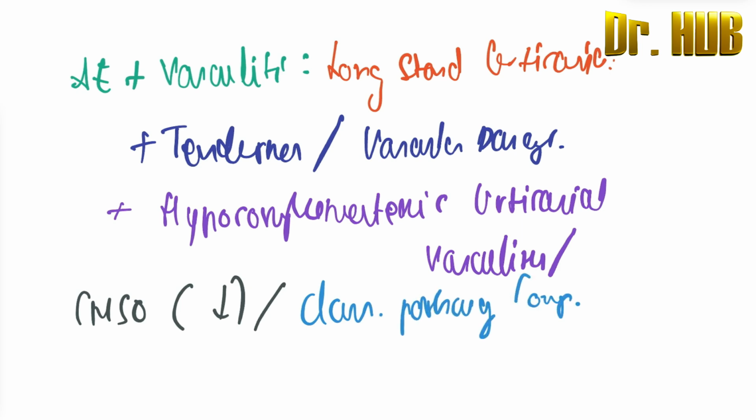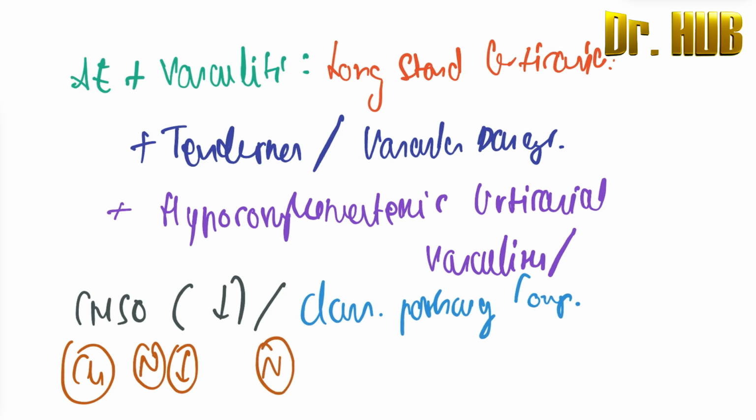So what are the values here? When you look at the values, the C4 level will be normal or low. Next, it will be similar to the allergic type, so the C1 INH level will again be normal. Then the C1Q level may be normal or decreased.